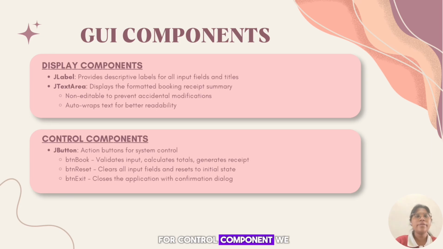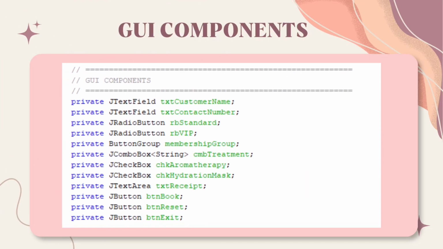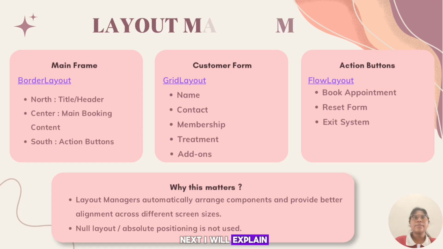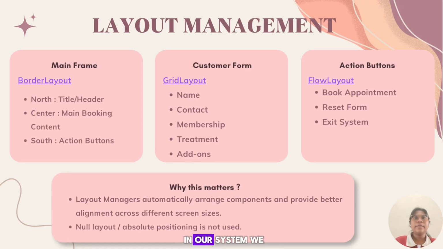For control component, we use JButton. There are three buttons, which are book appointment, receipt form, and exit system. Finally, JOptionPane is used to provide warning, confirmation, and exit message. These components make the system interactive and easy to use. Next, I will explain our layout management. In our system, we use Layout Manager instead of manually positioning every component.